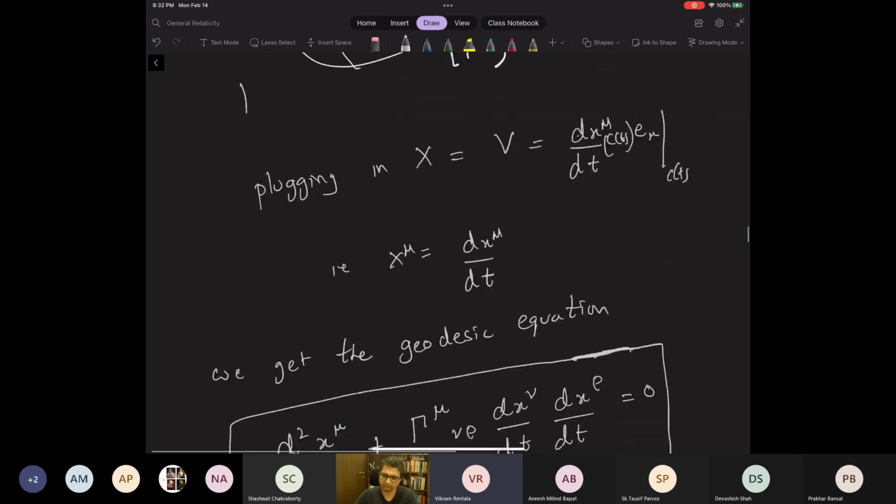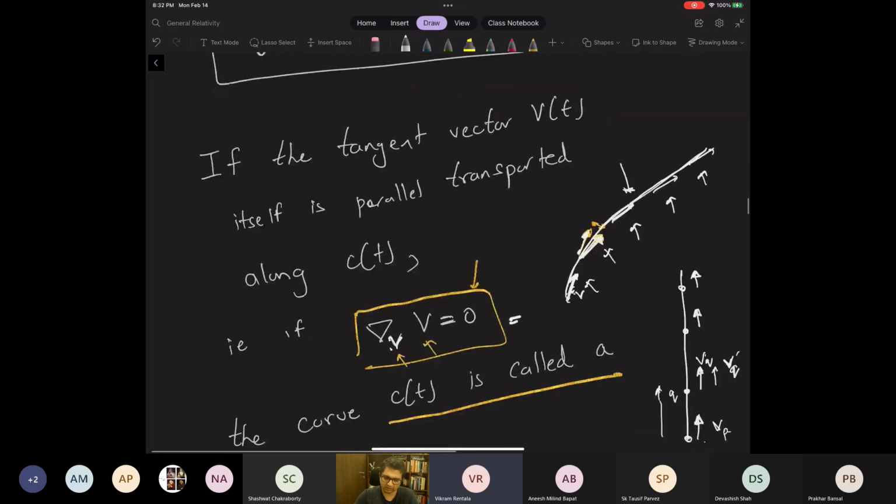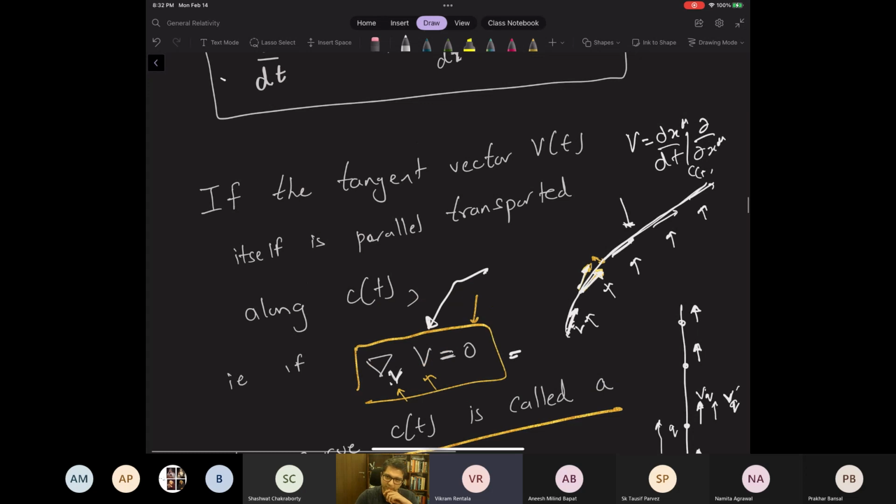Now what we can do is find the equation that the components of V should satisfy. Since V is a tangent vector, V is just dx^μ/dt ∂/∂x^μ, evaluated along the curve. So the coefficients V^μ are just these things, dx^μ/dt.